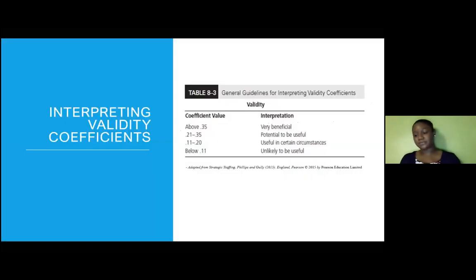Next slide, please. So validity coefficients normally don't exceed 0.4. And this is because humans are complex, right? And no single measure will be able to fully predict a person's job performance. So normally it would range between 0.35 to about 0.5. Next slide.